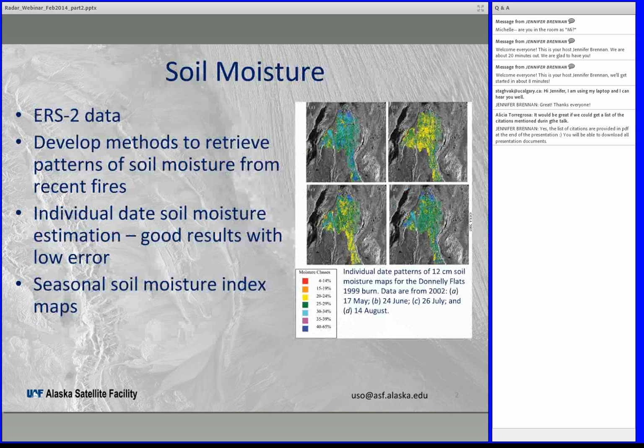A study that takes advantage of the ability of radar to provide information about soil moisture from measuring the amount of reflected energy is a paper published in 2007 by Bourgeau-Chavez and others. The purpose of this study was to develop methods to retrieve patterns of soil moisture from recent fires.